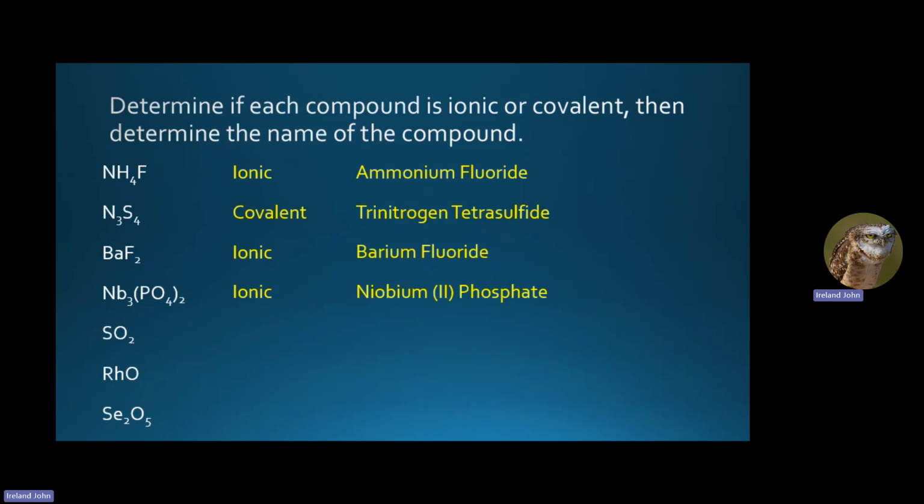Because again, phosphate has a minus 3 charge, there's 2 of them, so that's 6 total. Divide that by 3, so niobium has to be niobium(II) phosphate. That one's a little evil, niobium, right? What's this one? Covalent. What's the name for it? Sulfur dioxide. Next one.